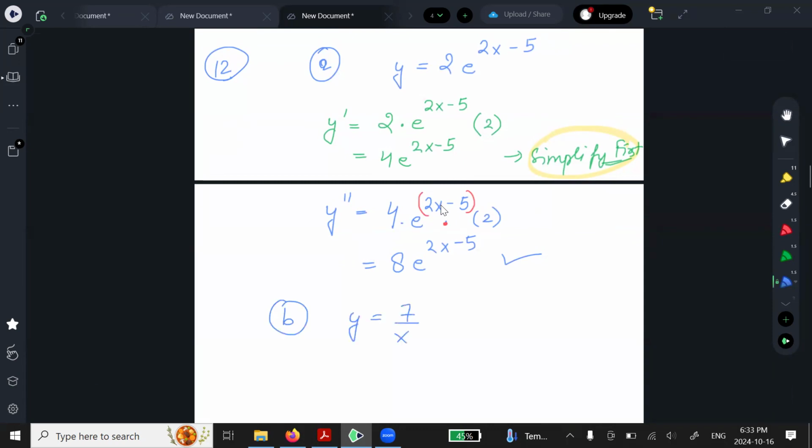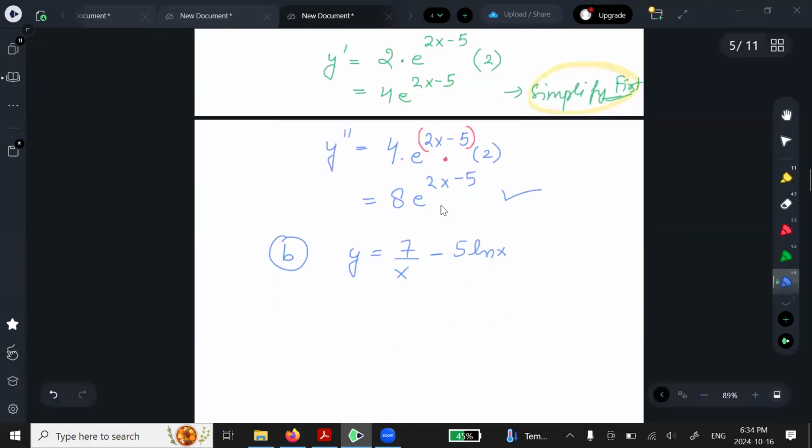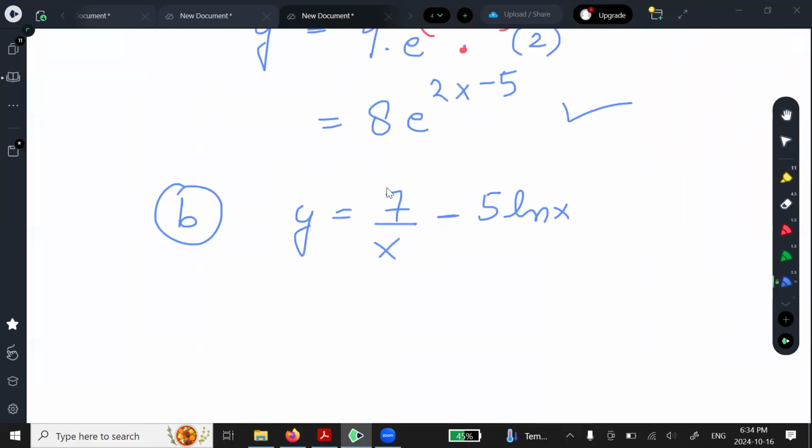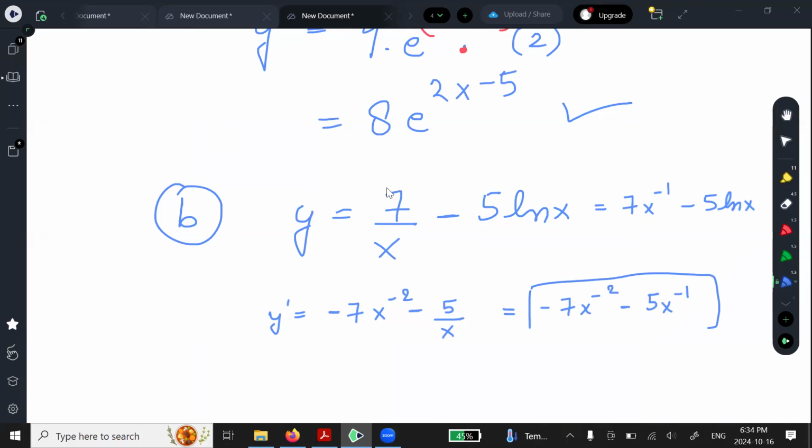y equals 7 over x minus 5 ln x. How do I find the y derivative? What's the first thing I have to do? Right? What's the first thing I have to do? I have to make it a power. What is the derivative of ln x? Yes, you take the power out, subtract 1. The derivative of ln x is 1 over x. Right? Now, I'm going to make it a power again. Look, I'm not doing anything else. I found the y prime. This is y prime. What is y double prime?